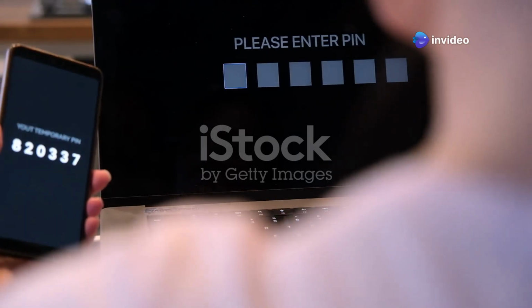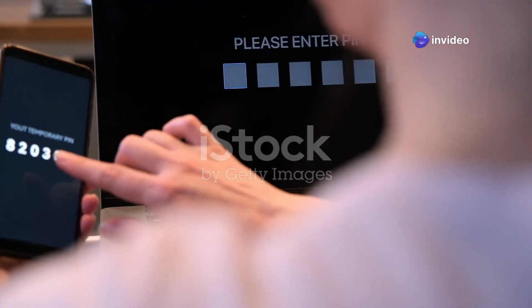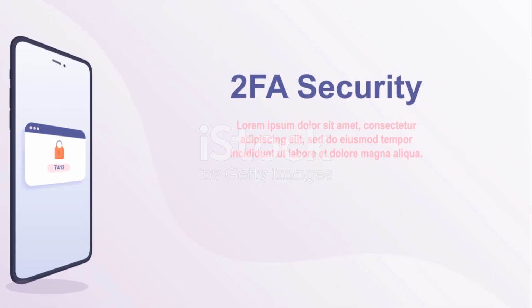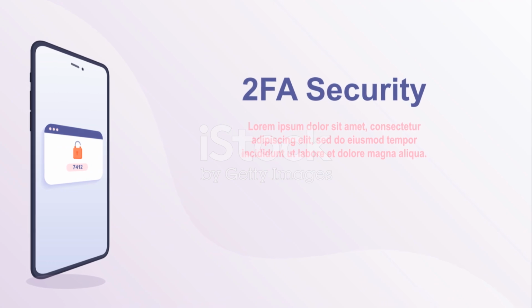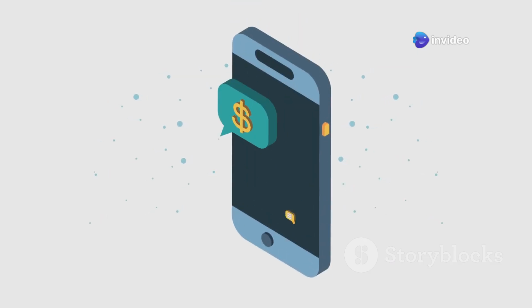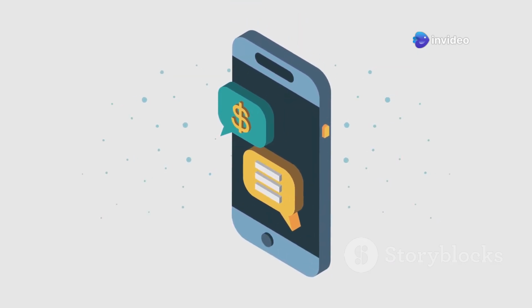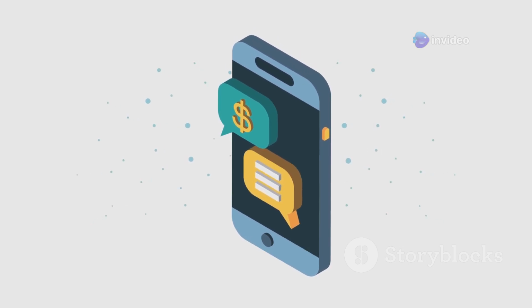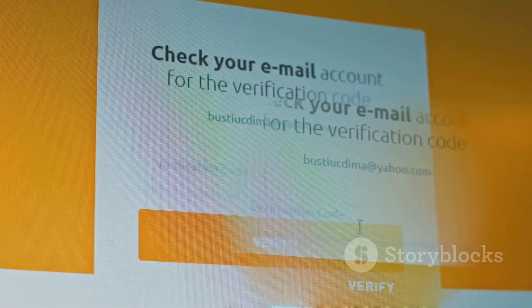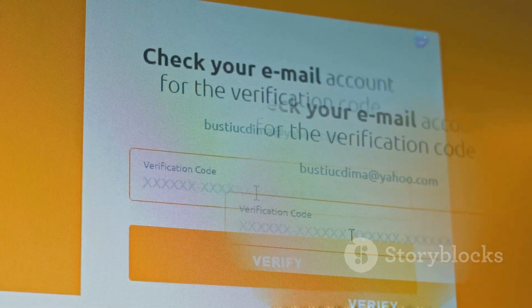For enhanced security, Zai recommends enabling two-factor authentication, or 2FA. With 2FA enabled, you'll need to enter a unique code from your authentication app along with your password every time you log in. This adds an extra layer of security, making it significantly harder for unauthorized individuals to access your account. Once you've set up your password and 2FA, Zai will send a verification email to the address you provided.